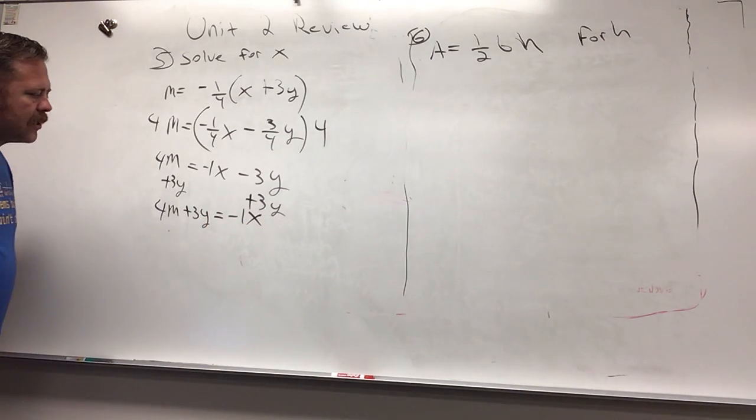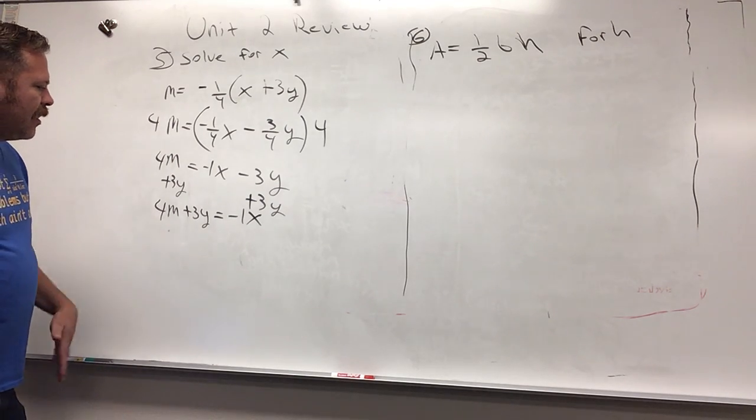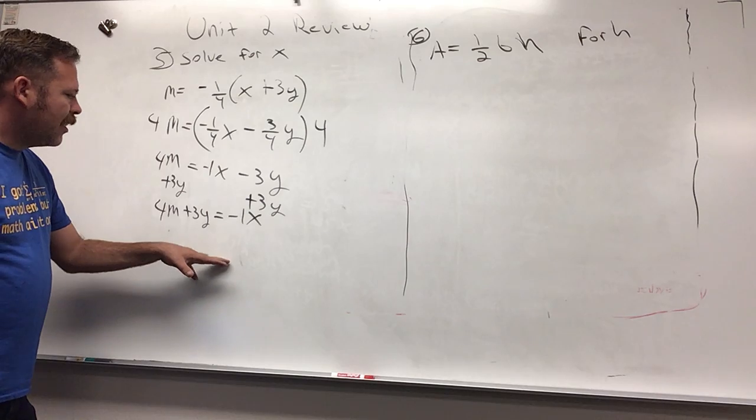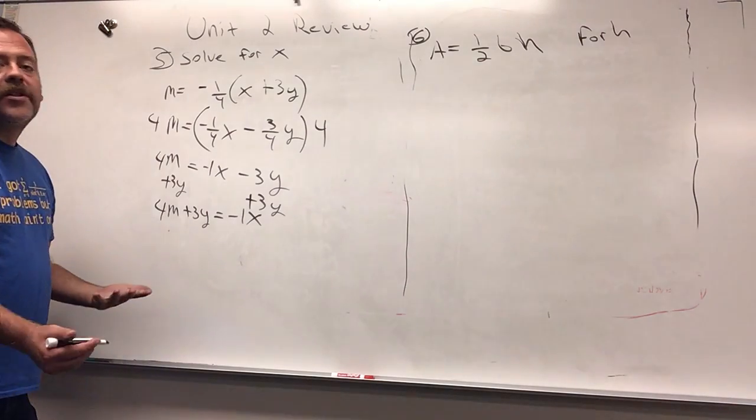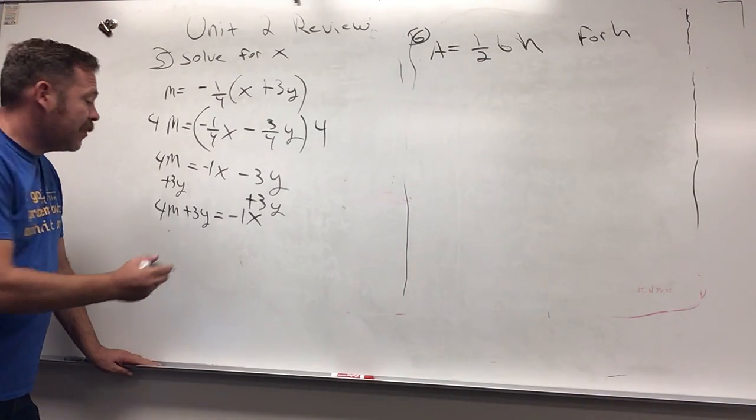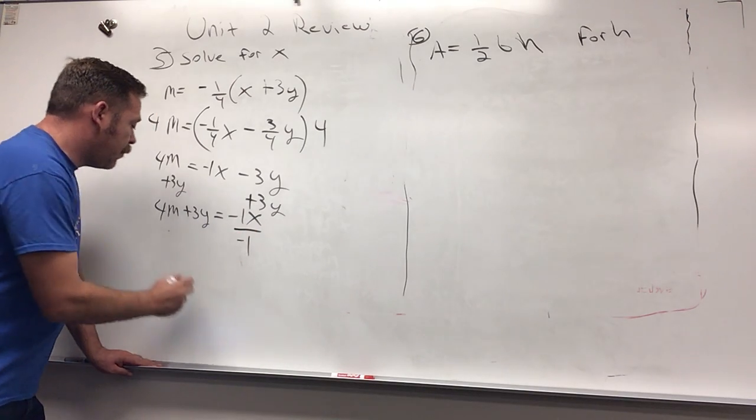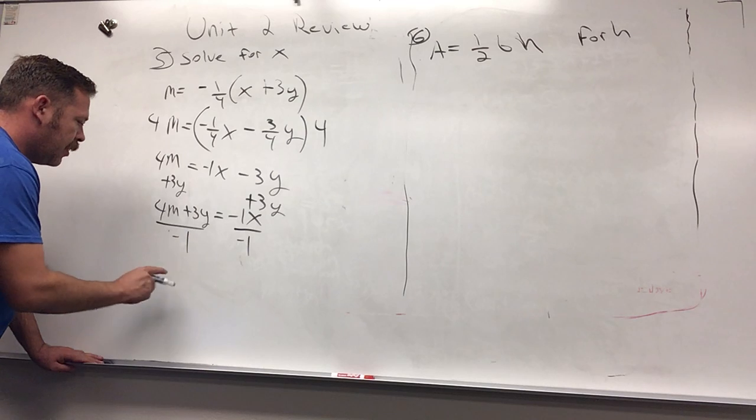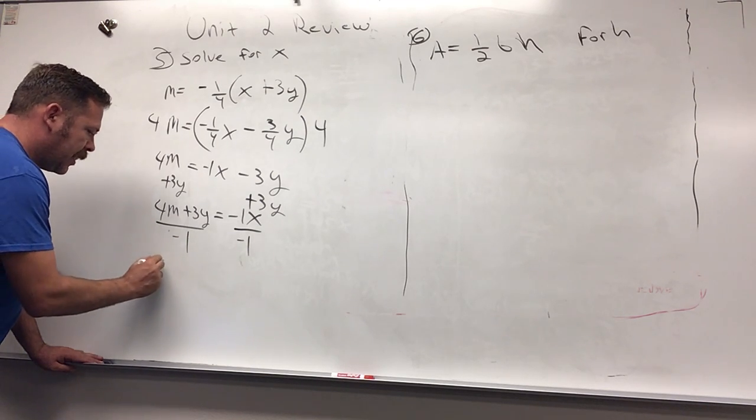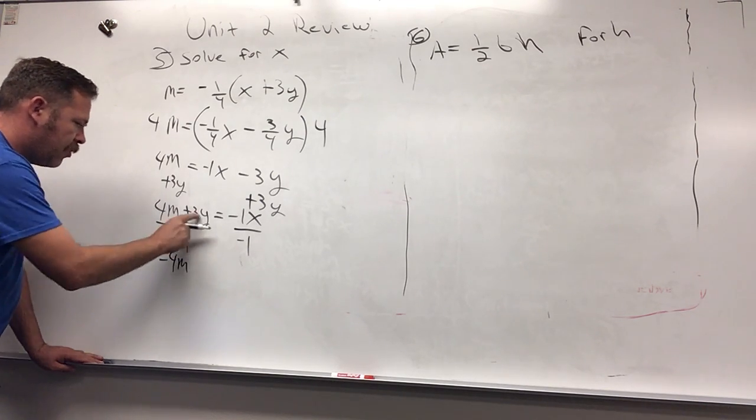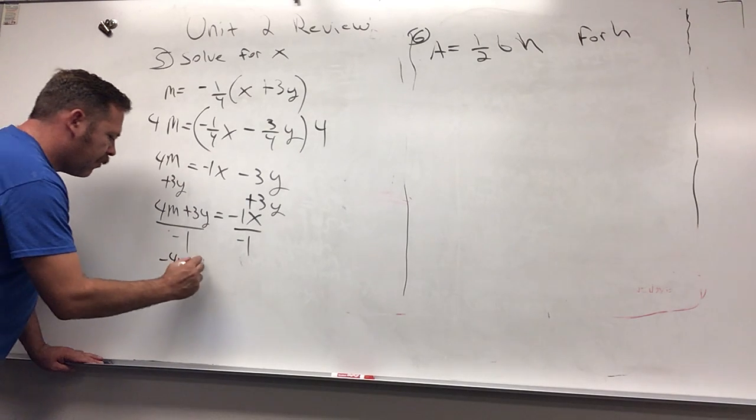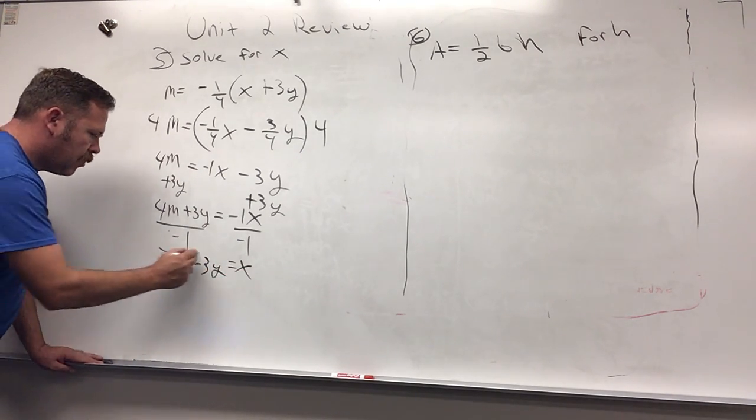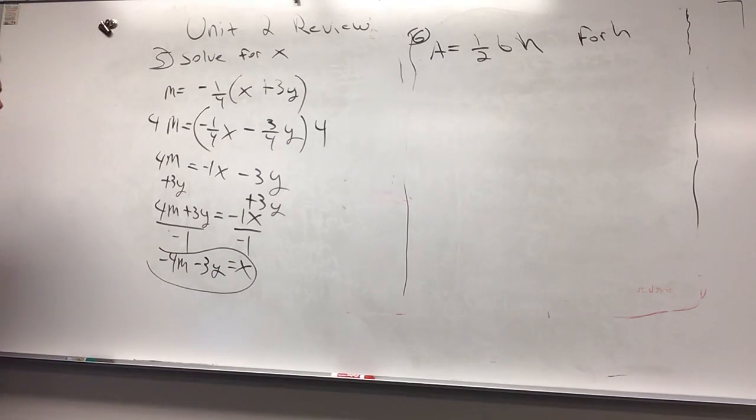So there's a lot of ways to look at this. I mean, you have negative 1x, you could just change the sign of everything and you would have just x. And we could just divide by negative 1, which would be doing the same exact thing. So we divide by negative 1. And then we have 4m divided by negative 1 would be negative 4m. 3y divided by negative 1 would be negative 3y. And then equals x, okay? So, bam, there you go.